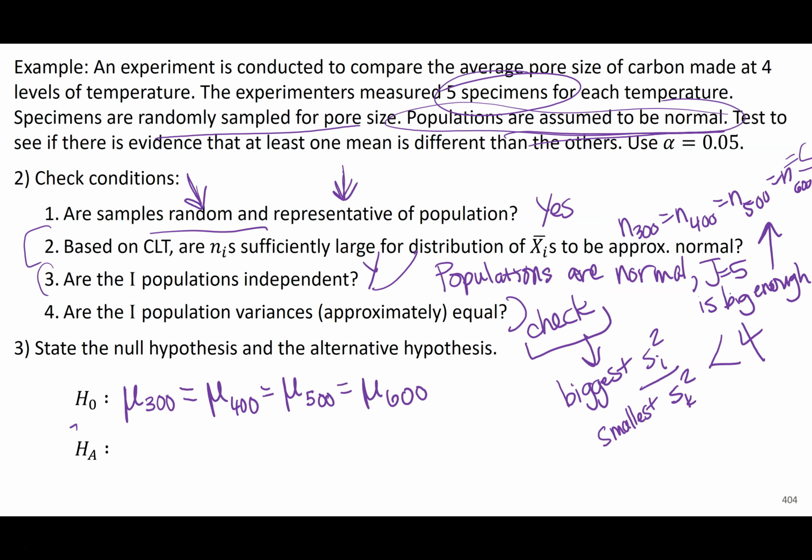And then this is where this changes up just a little bit. It does not mean that they're all different, just at least one. Because if I made the statement that all of them are equal, in order for that statement to not be true, just one of them has to be different. They don't all have to be different, just one of them. So at least one mu i differs. If at least one mean for one of those populations differs from the others, that's enough to discount the claim that they're all equal.